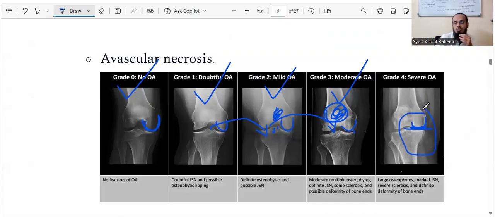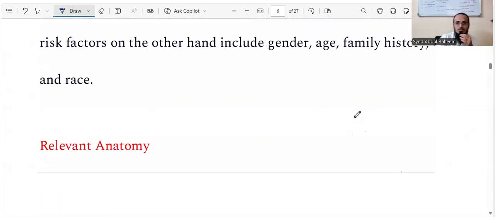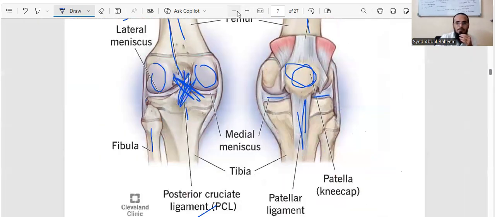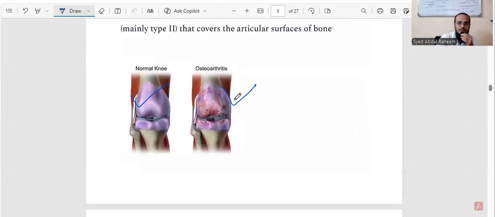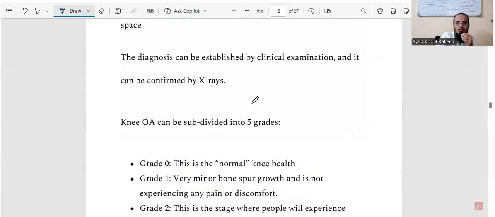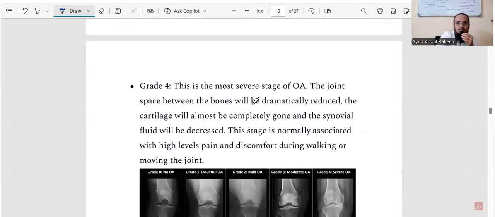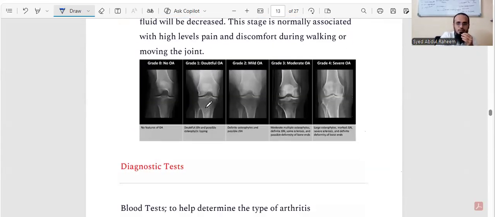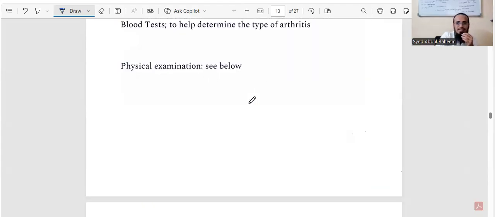In that stage, the doctor will surely advise surgery. Okay, surgery means joint replacement. So we'll discuss what types of treatment there are. Everything is written, you can see it in this image also. What type of examination will you do?